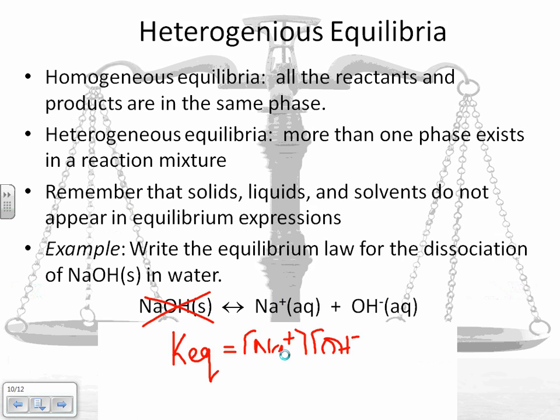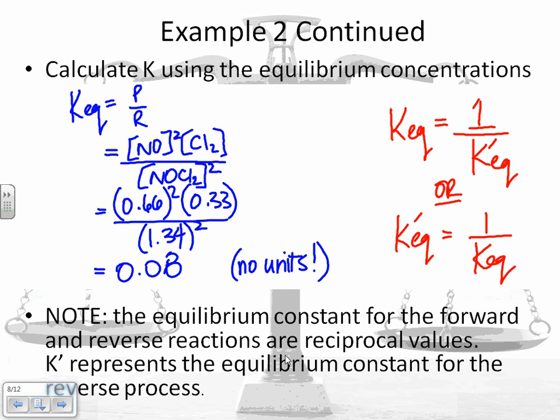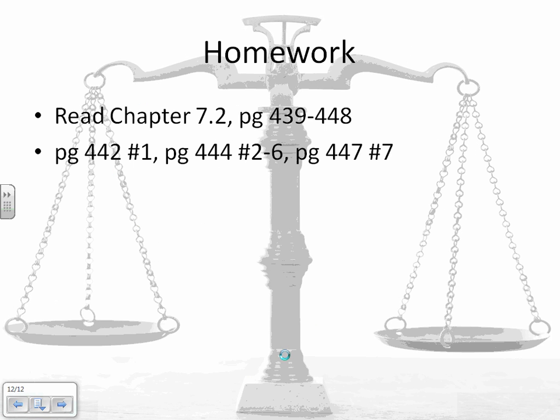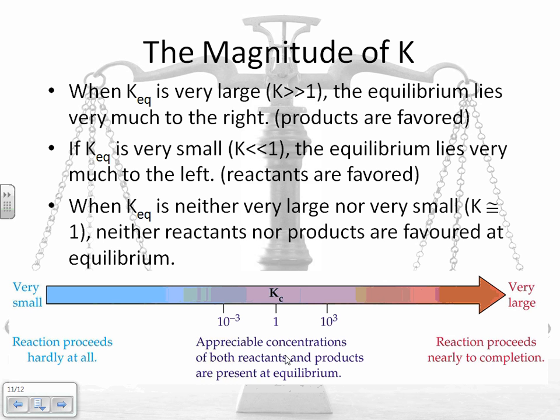So if we go back to here, my value for KEQ for this first part of the question was 0.08. So that's less than 1. Not a lot less than 1, but a little bit less than 1. So basically that says which of reactants or products are favored. In this case, because it's less than 1, reactants are favored.